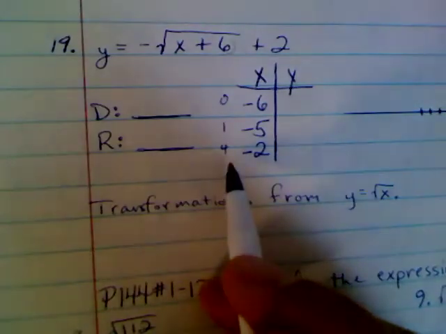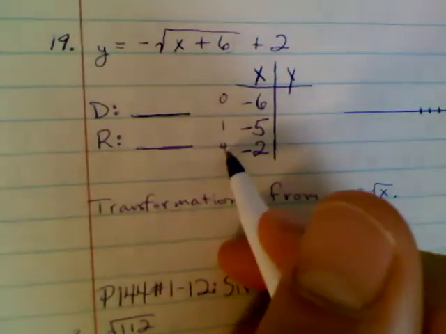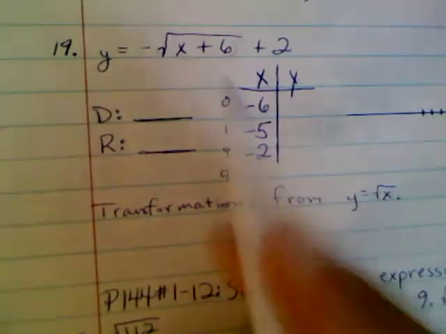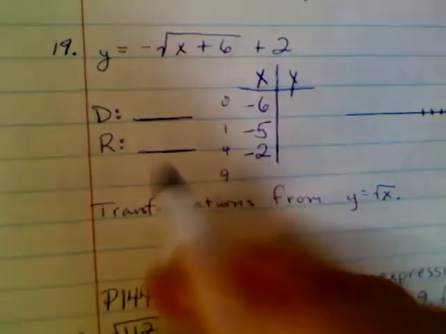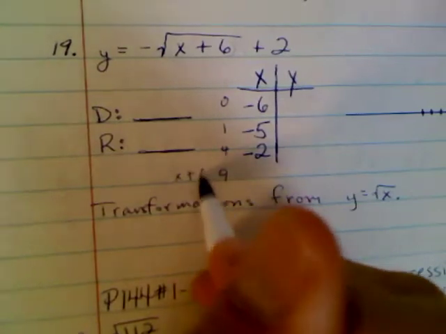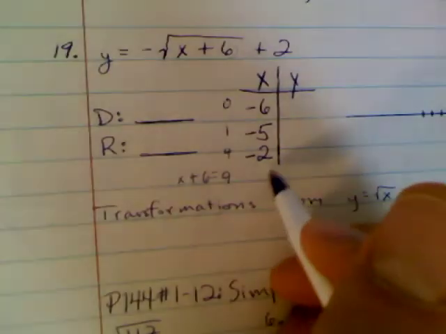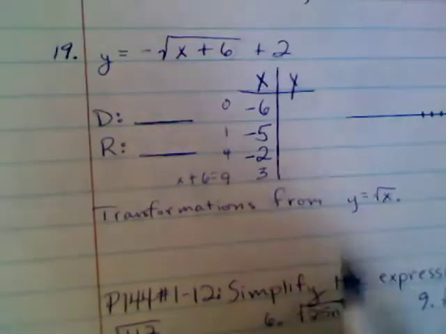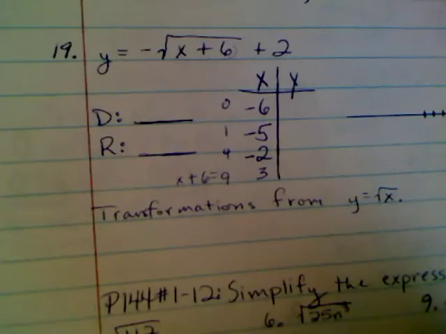So if I wanted to keep going with this, I'd set the inside equal to the next perfect square, which would be 9. So if I set the inside equal to 9, x plus 6 equals 9. Subtract 6 from both sides, you get x equals 3. So these are all the x values that we're going to be looking for. But I'm going to show you how to do this on a calculator.